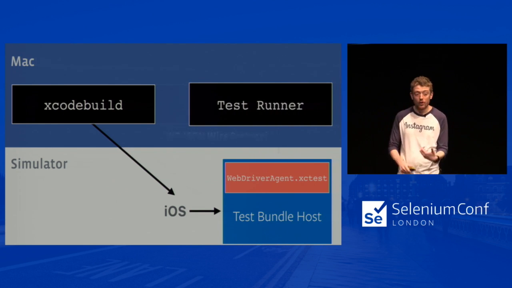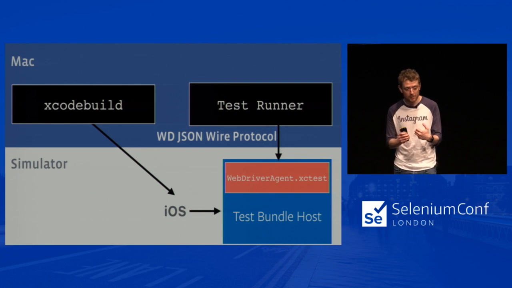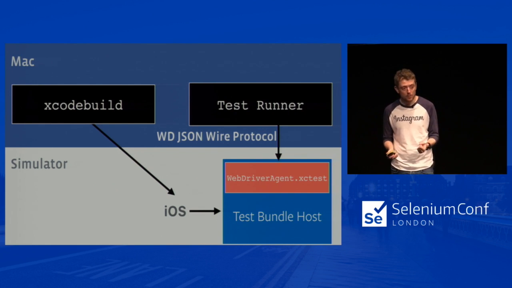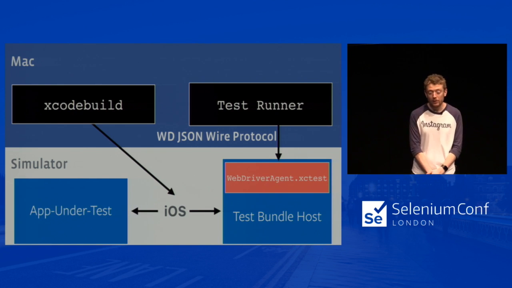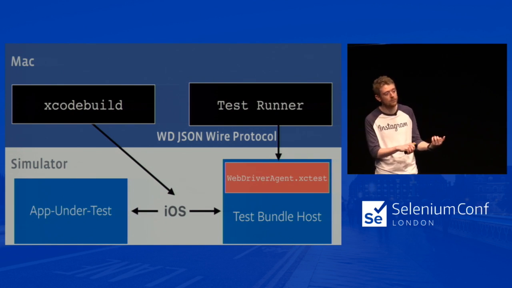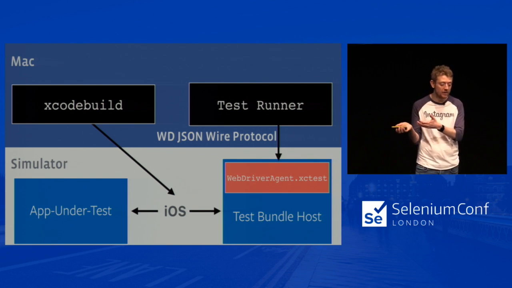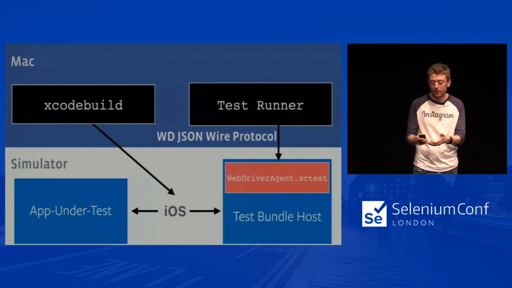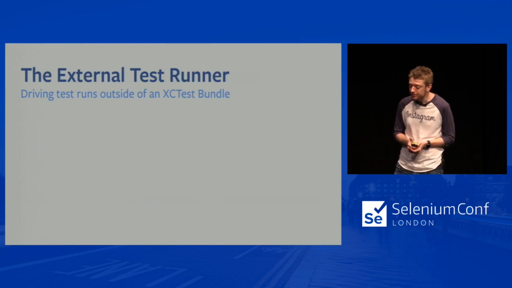And then, when a new test runner comes along, which is now external from the XCTest bundle, it can use the JSON wire protocol to start a session. And starting a session will launch the app under test in a similar way to UI tests before. So now we can see that our test runner is external from the test bundle. So you can use the JSON wire protocol to do as you wish in your tests.